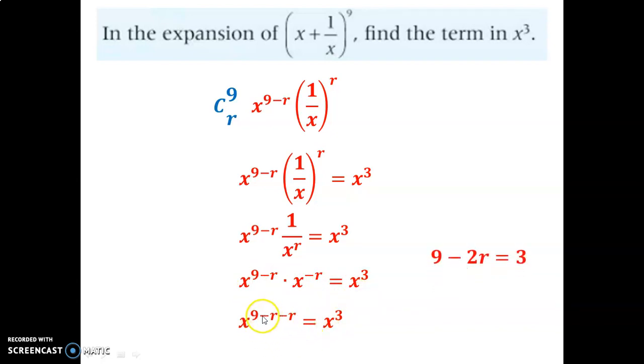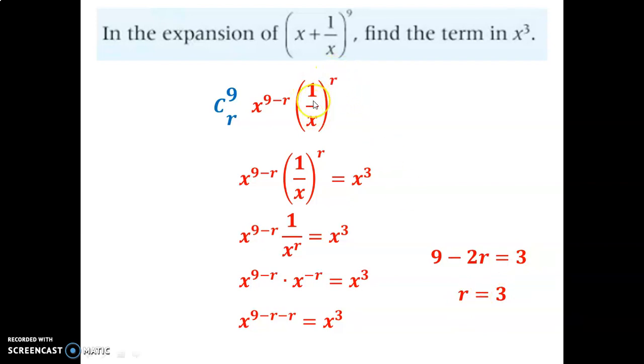Finally, that tells us that this exponent must be equal to this exponent. So 9 minus 2r, which is what this is, must equal 3, because we have x to that power and x to that power. The exponents must be equal. Here I can solve for r. Minus 3, move the 2r to the other side, and we can get r equals 3. So we have just found out that this value must be 3.